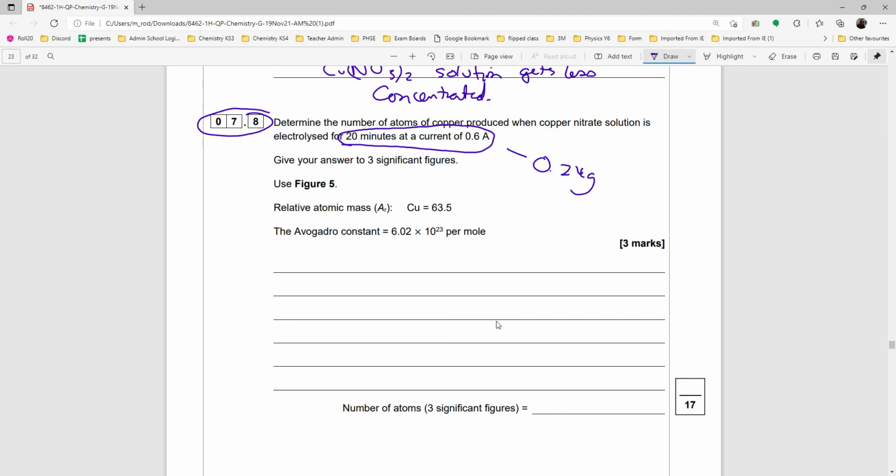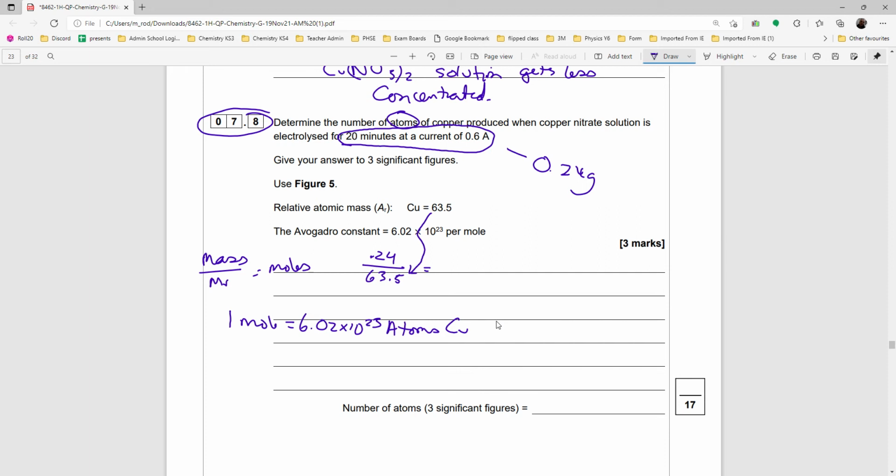But they want to know the number of atoms. To do this, I have to convert it to moles first. So I'm going to remember my equation is mass divided by Mr is equal to moles. I know that 1 mole is equal to 6.02 times 10 to the 23rd things. So I'm going to say atoms, in this case of copper. So I just need to work out moles first. So that's 0.24 and copper is 63.5, which they've just given me from over there. And that will give me my total number of moles.